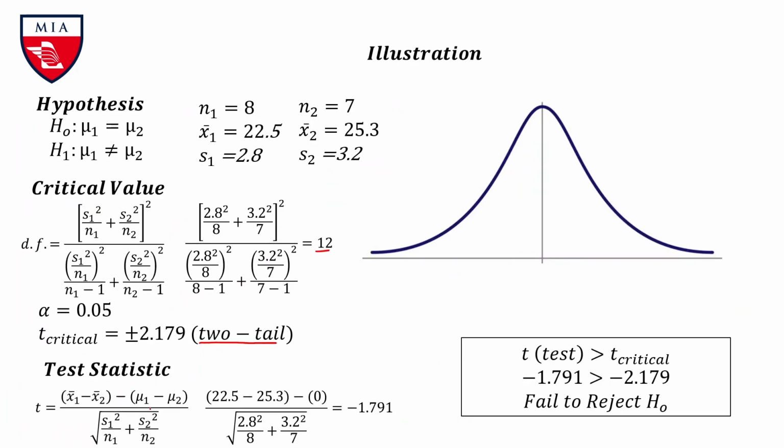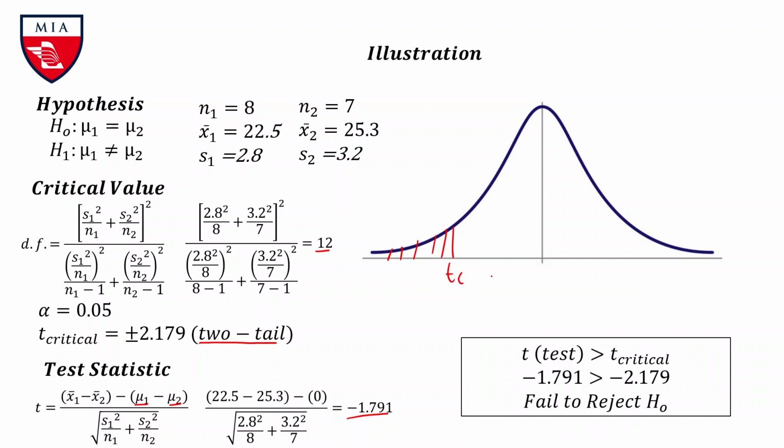For the test statistic, just use the given formula. Again, this is 0 because we don't have any population mean. In order for us to find the decision, let's compute the t-test statistic. We have negative 1.791. Let's draw the critical region.